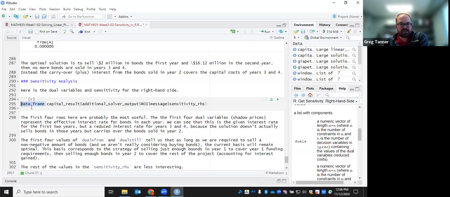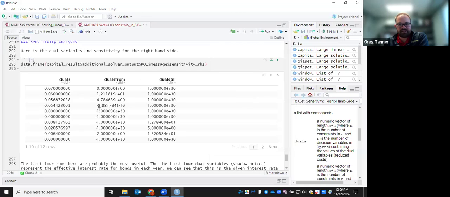I will say if you stick the output of these sensitivity things into a data frame, they become a little bit more readable. Doing that turns it into column format and we can look at them. The most interesting things here are really just the first 4 columns that deal with the actual constraints. The other ones that deal with the variables are maybe a lot less interesting or useful in this scenario.